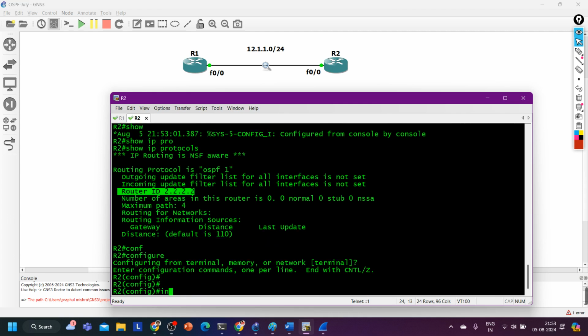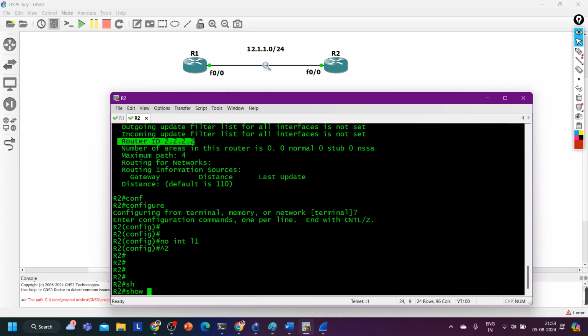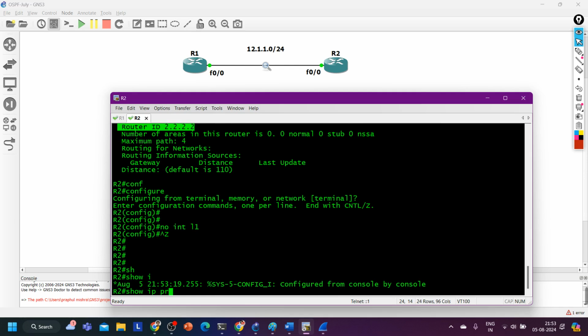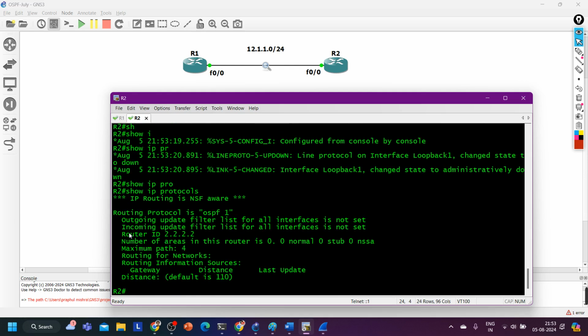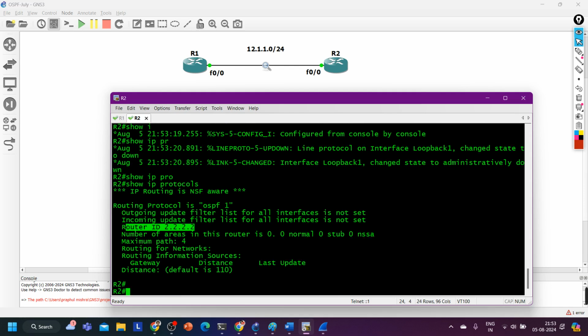But now if I remove the loopback interface, loopback 1, say no loopback 1. But router is not going to change their router ID. So IP protocol router ID is still 2.2.2, right? So once a router elects a router ID, after that it is not going to change it.